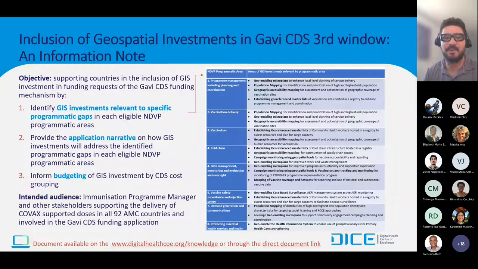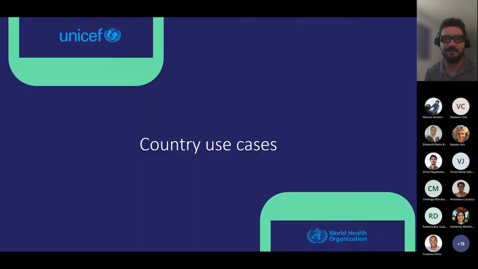And the table on the right here shows just an example, an extract from the guidance, of how we guide the identification of GIS investments relevant to each programmatic area. The guidance is available again at this link. Please access it if you're interested.